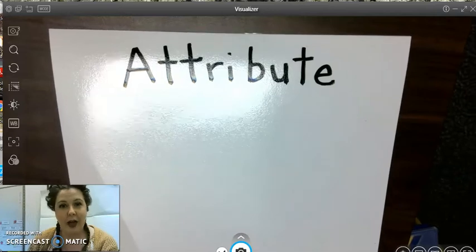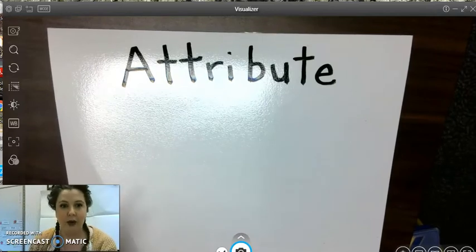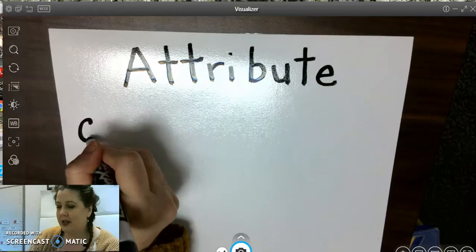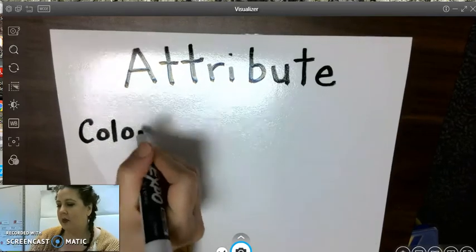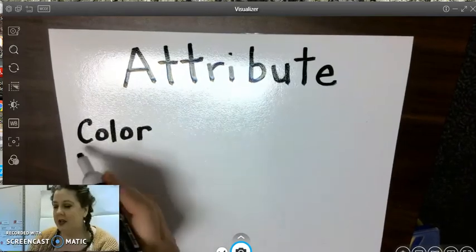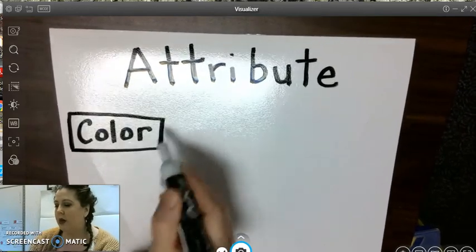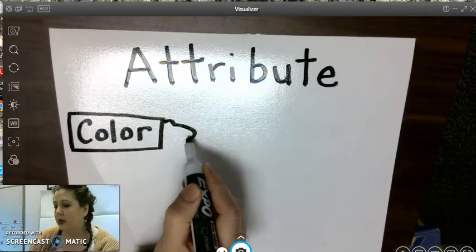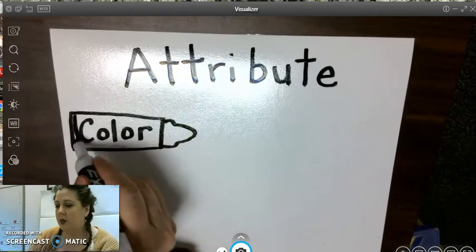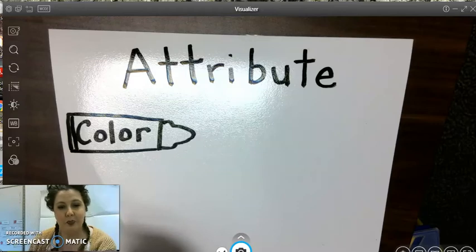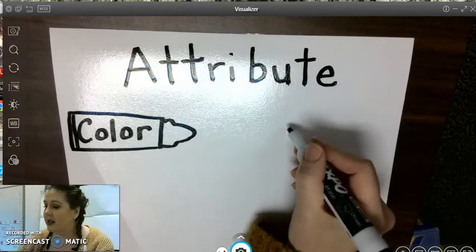And there are several attributes that we have looked at before when we are sorting objects or trying to classify objects. One of those is the color. So we have looked, is it red, is it yellow, orange, blue, purple, rainbow? But we'll just draw like a little crayon shape to help us remember. One of the attributes we can think about is color.